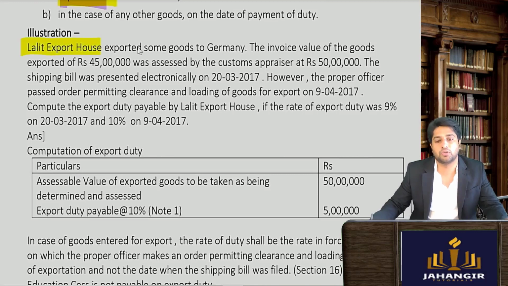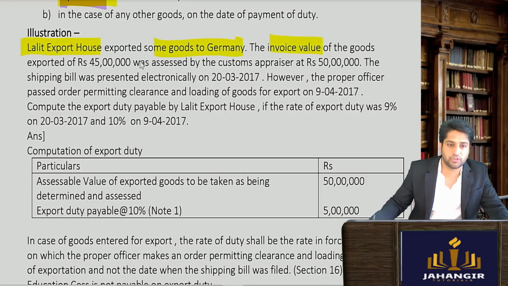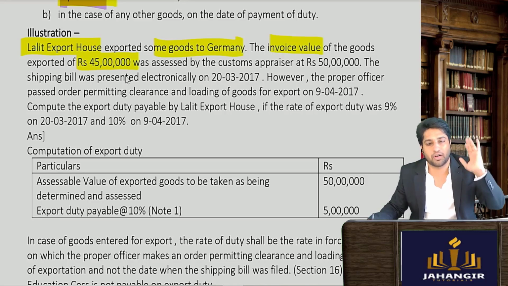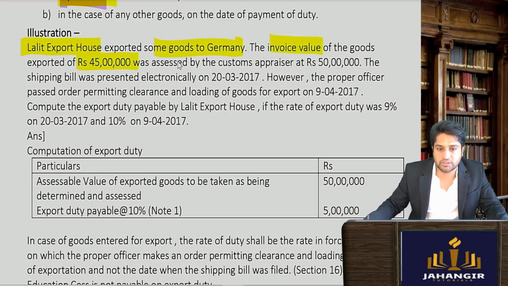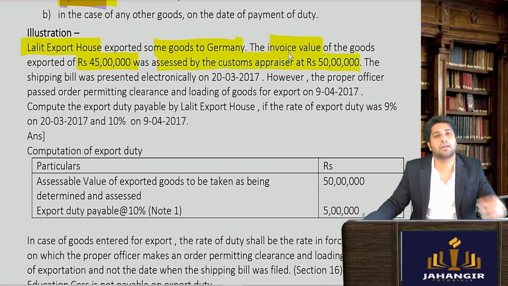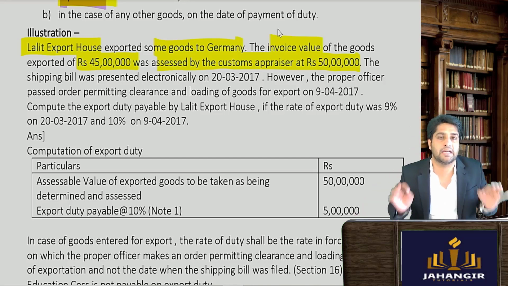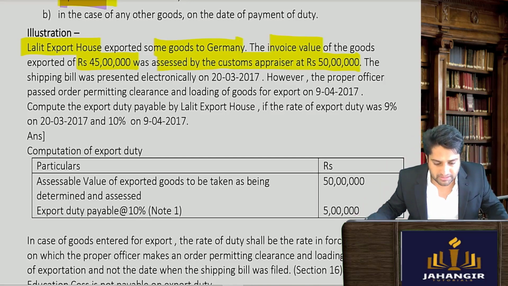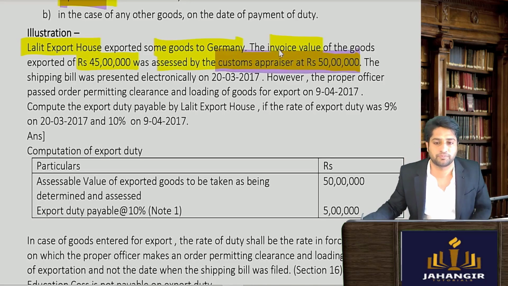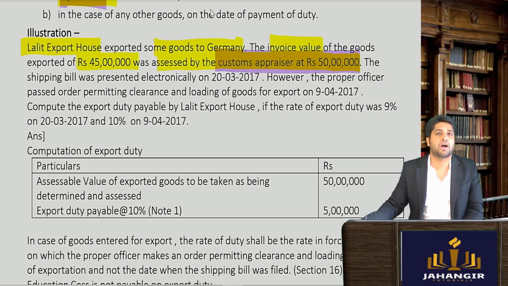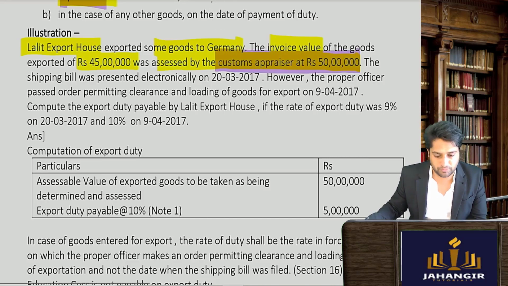Lalit export house exported some goods to Germany. The invoice value of the goods exported was 45 lakhs. तो goods export किया उसने 45 lakhs का, but it was assessed by the customs appraiser at 50 lakh rupees. So अगर मैं बोल रहा हूँ 45 lakhs, but custom officer से नहीं ये 45 lakhs का मान लें, ये 50 lakhs का है. So obviously if the customs authority have valued at 50 lakhs, then the value will be 50 lakhs only. Because he might be thinking you're undervaluing the goods. So he has kept it as 50 lakh rupees.